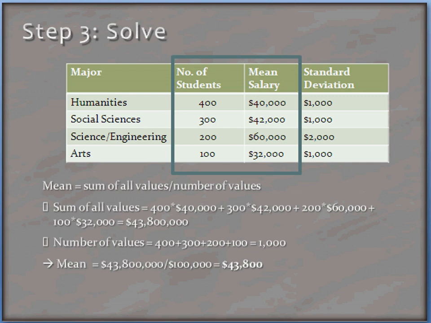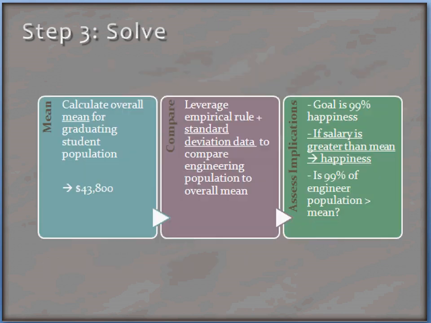This has been written out below, and if you'd like, you can pause the video and practice using a calculator to calculate this number. You should obtain a value of $43,800,000 earned across all majors. The number of values is simply the number of students. We were told up front that this was 1,000, and we can also calculate this by adding the number of students in each major from the table. So the mean is just the sum of all the salary earned divided by the number of students, or $43,800 on average per student.